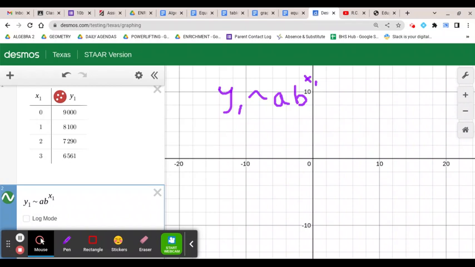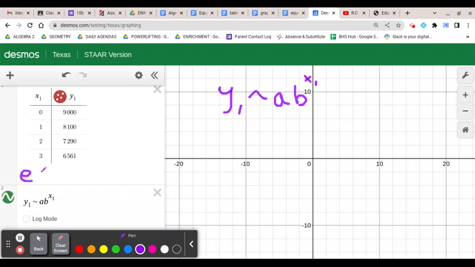I don't know why my screen's all blurry like that. Probably because I'm recording, but hopefully we see what's happening here. So we have Y1, squiggly, AB to the X1. Again, we're doing that because it said the function was exponential. You're going to hit shift, and it's a button right above the tab.